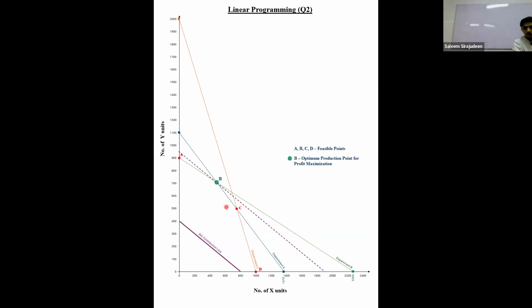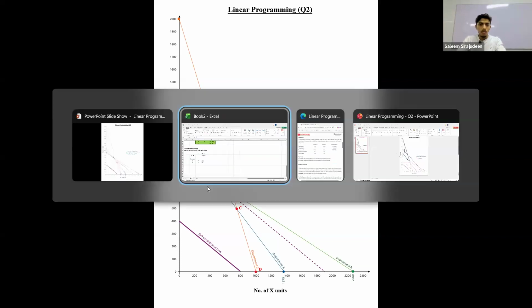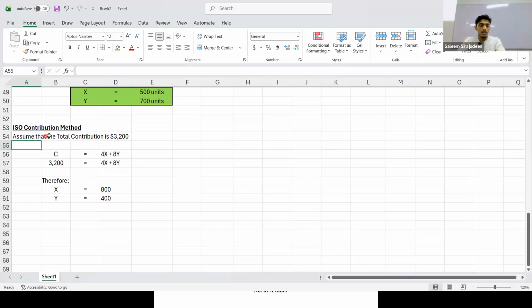Okay. Yes, right. So now you can write this. After that, you draw the ISO contribution line and move it towards the right side.